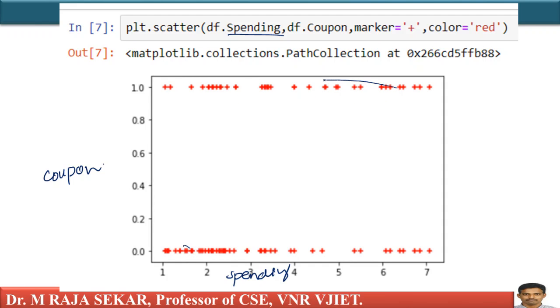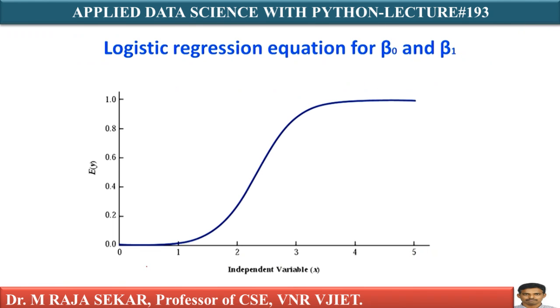Just see, this is something like an S-shaped curve, isn't it? I will show you in the next slide. What is this S-shaped curve? It is something like this. I can say the expected value is nothing but the probability. Here you must understand, this one is probability. Probability minimum value is 0. Maximum value is 1. Note that the graph is an S-shaped curve. It is the sigmoid function, isn't it?